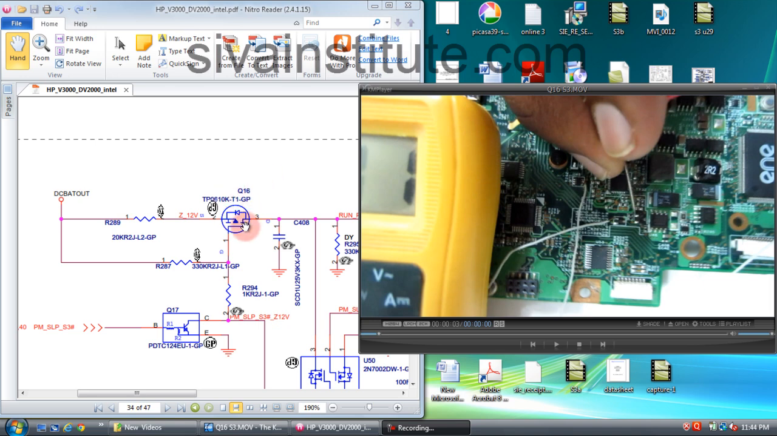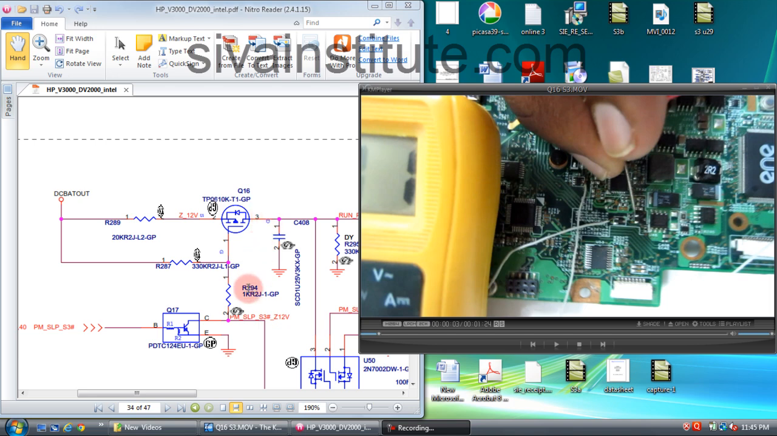This is Q16. Without the S3 command, DC bat up to 18 volts, nearly 15 to 18 volts, comes to here. This is the source. When you give this voltage to the source, this voltage comes out from the gate. When you give 15 volts, that same voltage comes out from the gate. When you give the S3 command to this transistor's gate, the gate voltage goes to low. When this gate voltage goes low, voltage will come out from this drain.